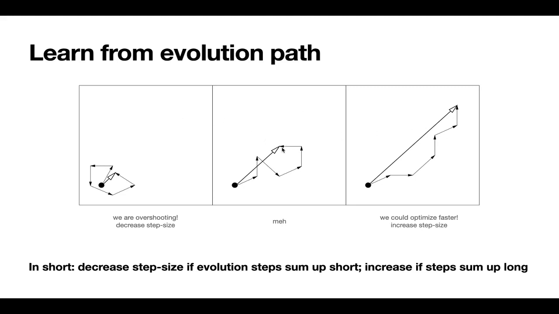And also notice that an easy way of measuring whether or not the vectors in the evolution path align is to simply sum them up. Because vectors are directions, and if they align, then their sum is going to result in a long vector. And if they don't align, then their sum is going to be just a short vector. So again, in summary, we want to increase the step size if the sum of the evolution path is a long vector, and we want to decrease the step size if the sum is a short vector.